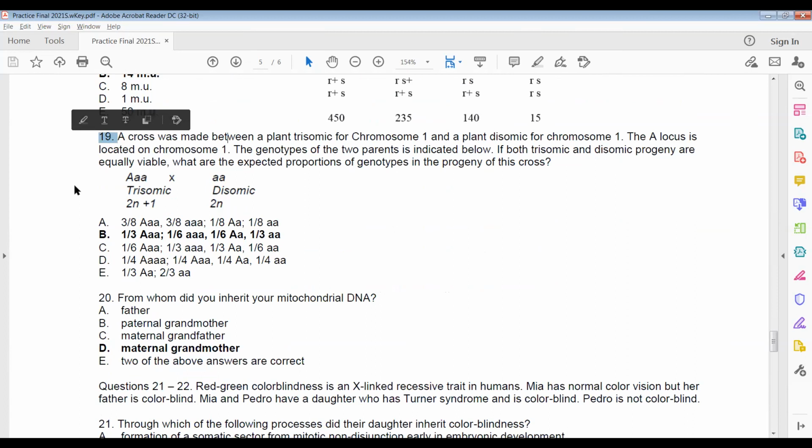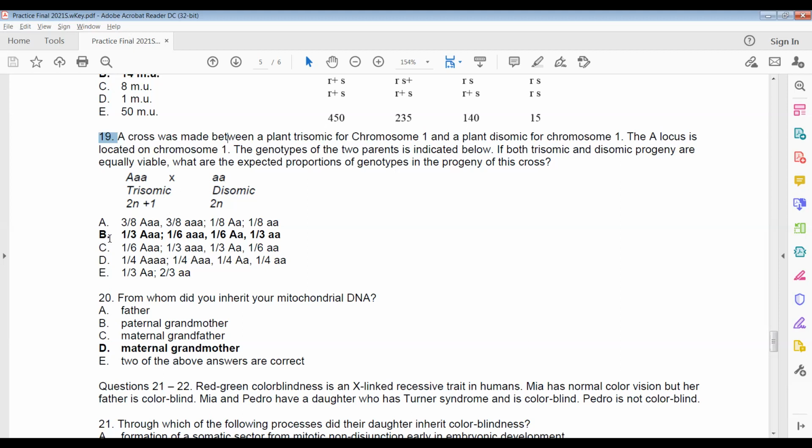Okay, so 19. This is about the trisomic, or the triploid. If we cross this standard diploid with this trisomic, so we have three alleles for this individual, what is the likely genotype and the correct proportion, the frequency of different genotypes?